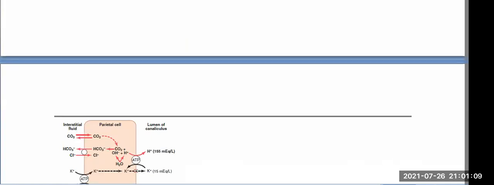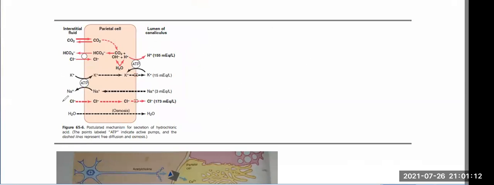Let me just clear this off. This is your parietal cell. And what happens is, inside your parietal cell, you can see this water. Water dissociates into hydrogen ions and hydroxyl ions. Now, this is happening inside the parietal cells, remember, and things are moving inside and outside of this parietal cell. This is what we are about to talk about now.